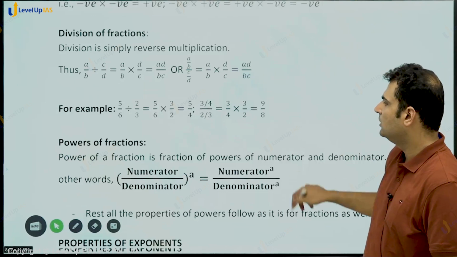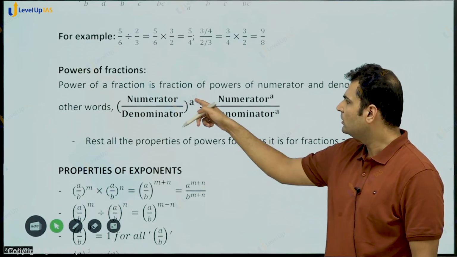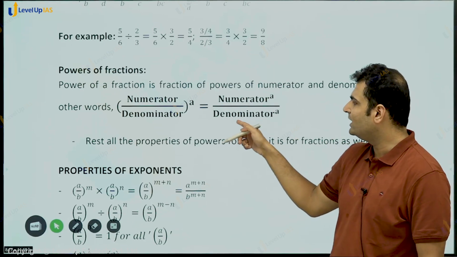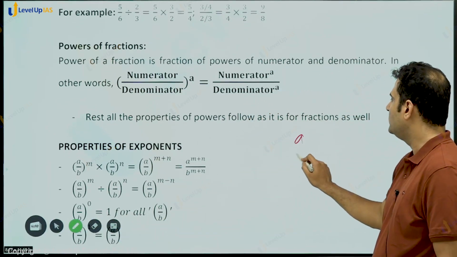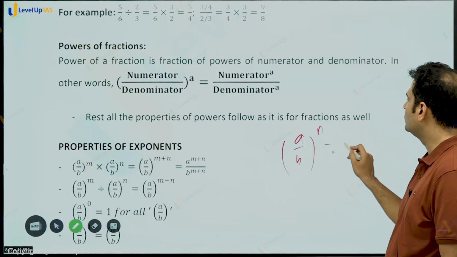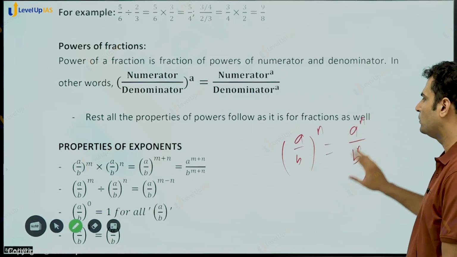नेक्स्ट इज पावर्स. कुछ नहीं, न्यूमरेटर बाय डिनोमिनेटर रेज टू ए होता है, तो ये पावर दोनों पे आ जाती है. न्यूमरेटर रेज टू ए डिवाइडेड बाय डिनोमिनेटर रेज टू ए. तो मतलब a बाय बी रेज टू कुछ भी n हुआ तो क्या होगा? a रेज टू n डिवाइडेड बाय b रेज टू n. यही होगा, बाकी कुछ नहीं है.